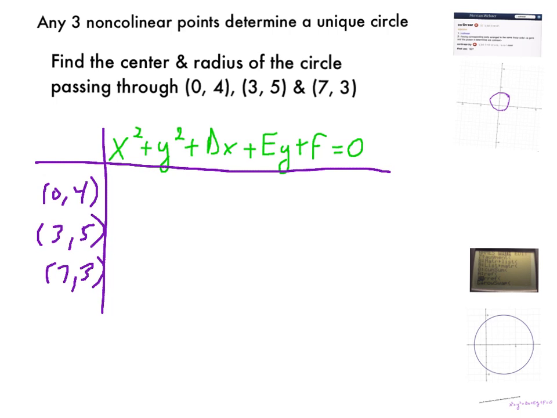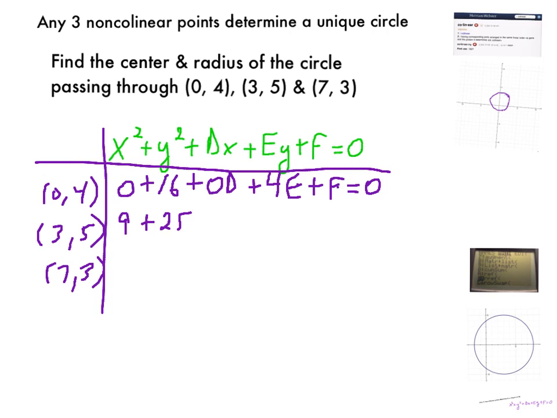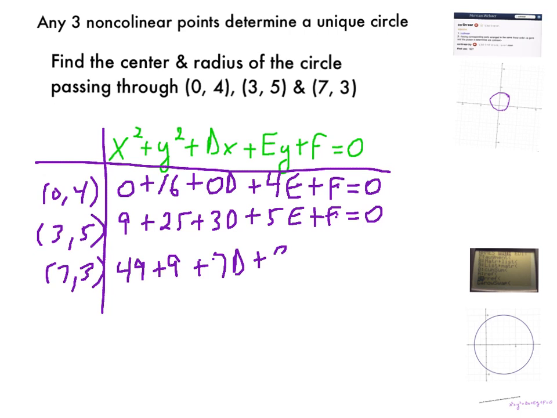Let's plug in what we know. We have 0 squared, we have 4 squared. We don't know d, but x is 0, so I'm going to call that 0d. We don't know e, but y is 4, so that's 4e. And we don't know f. Then 3 squared, 5 squared. X is 3, so we have 3d. Y is 5, so we have 5e. We don't know f, equals 0. Then 7 squared, 3 squared, 7d. Y is 3, so we have 3e. We don't know f, equals 0.